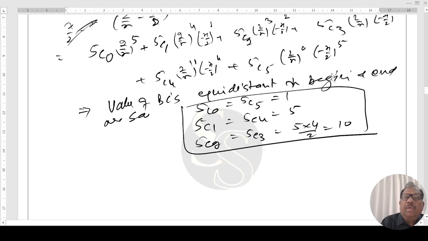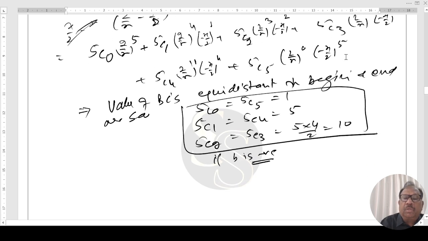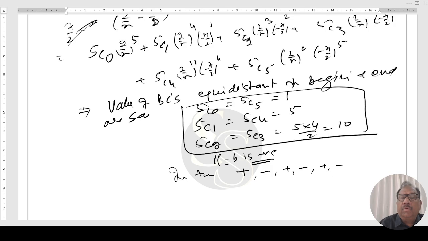And further, if b is negative, then alternate terms will be positive and negative. In this case, the first term is positive, then negative, positive, negative, positive, negative. These will be the terms, right?